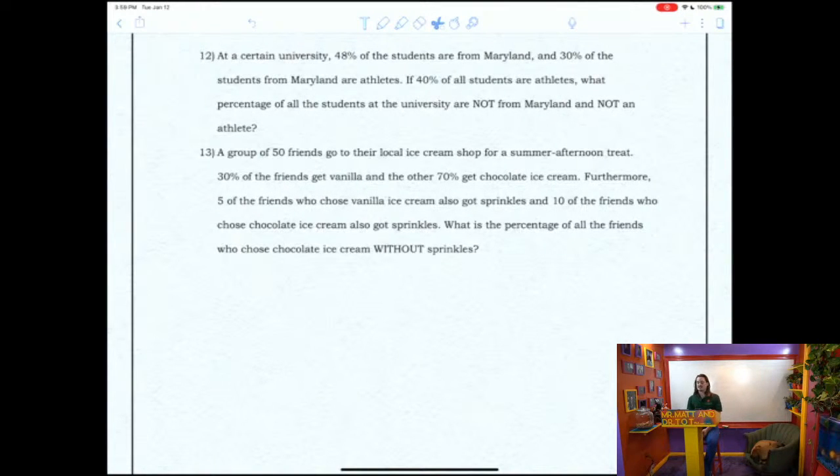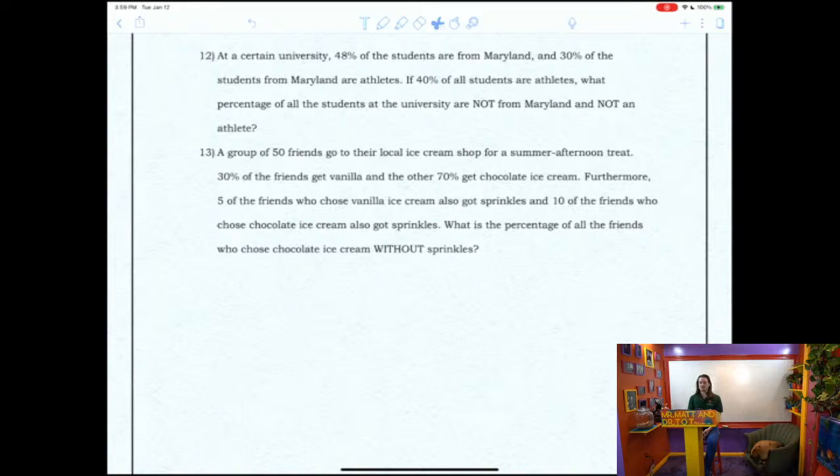Question 12 asks, at a certain university, 48% of the students are from Maryland, and 30% of the students from Maryland are athletes. If 40% of all students are athletes, what percentage of all the students at the university are not from Maryland and not an athlete?